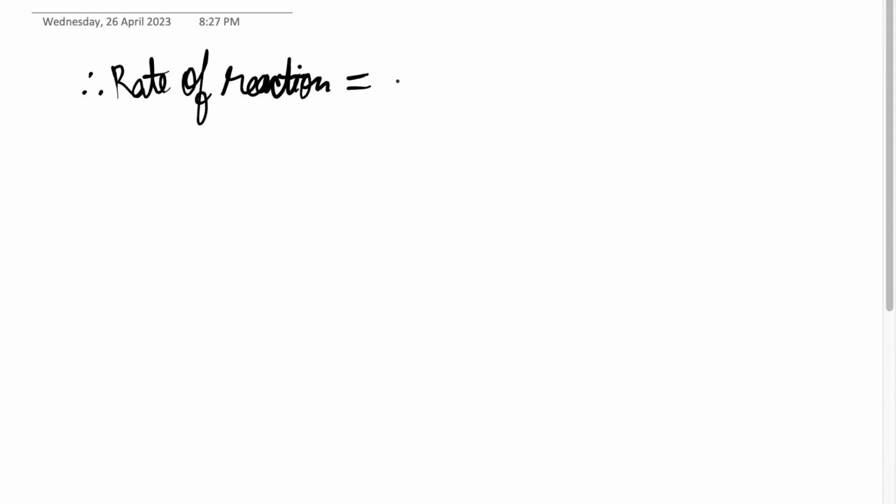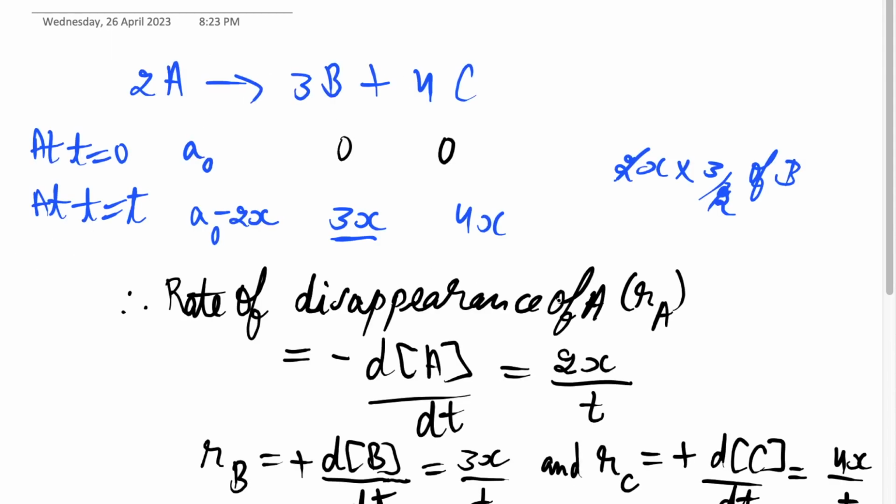Therefore, the rate of reaction is equal to minus, we'll take 2 down, so x by t. We'll take 4 down, it will become x by t. And we'll take 3 down, so we'll get x by t. So all of these, RA, RB and RC, become equal, because they are all equal to x by t.